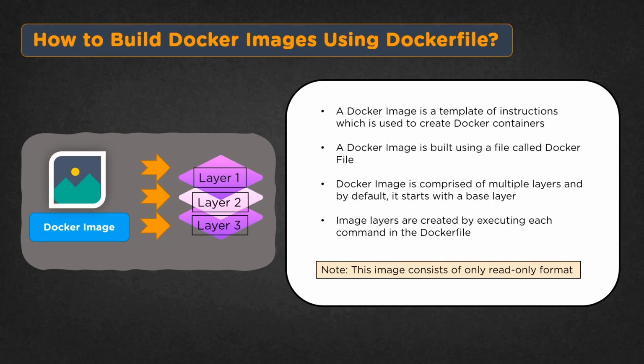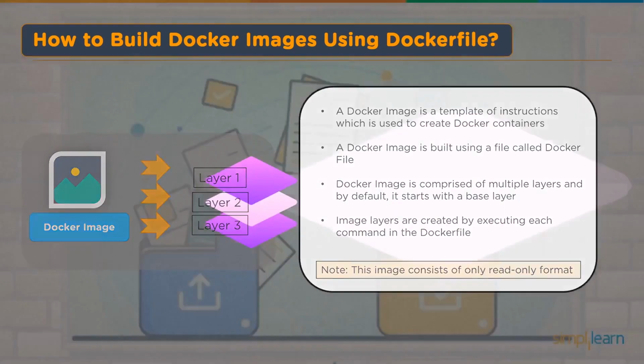The Docker image is the final result we get when we talk about the Dockerfile. These are all read-only formats. You cannot modify them directly, but with the help of a Dockerfile, you can make whatever changes you want to deploy on these Docker images.